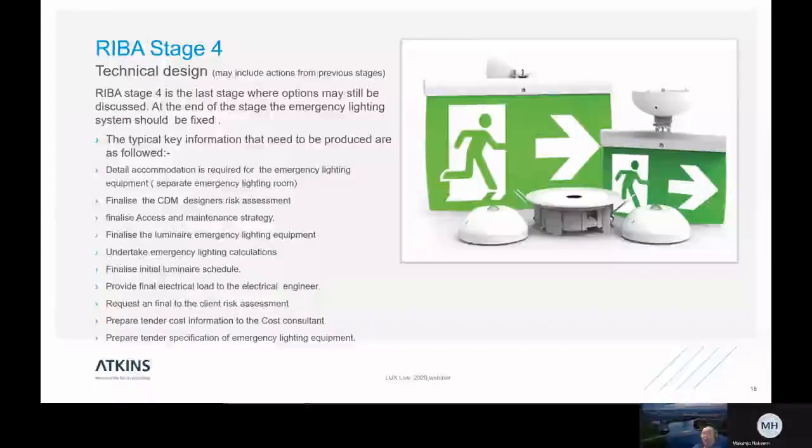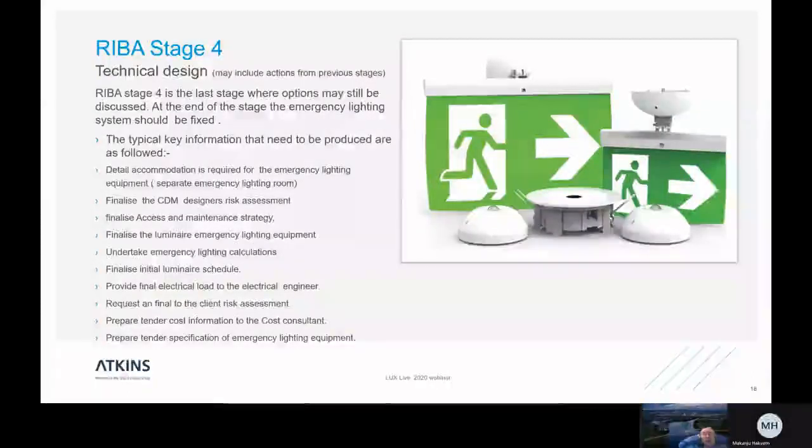So at this stage, you will provide the final luminaire schedule. I'm sorry, it's got a mistake there. That should be final electrical load to the electrical engineer, and all of this is there. So this is where at this stage you should be ready to hand over the job. What are the things that you don't know at this stage?